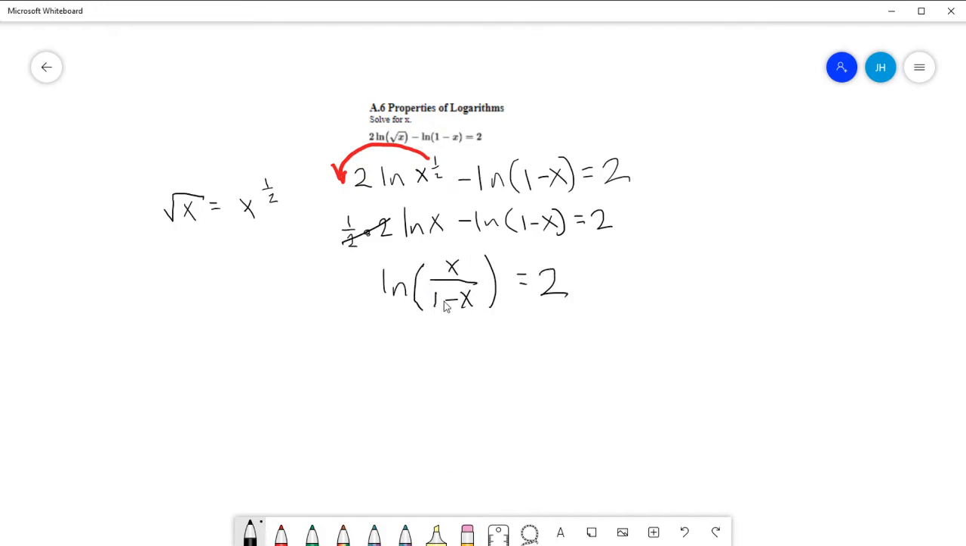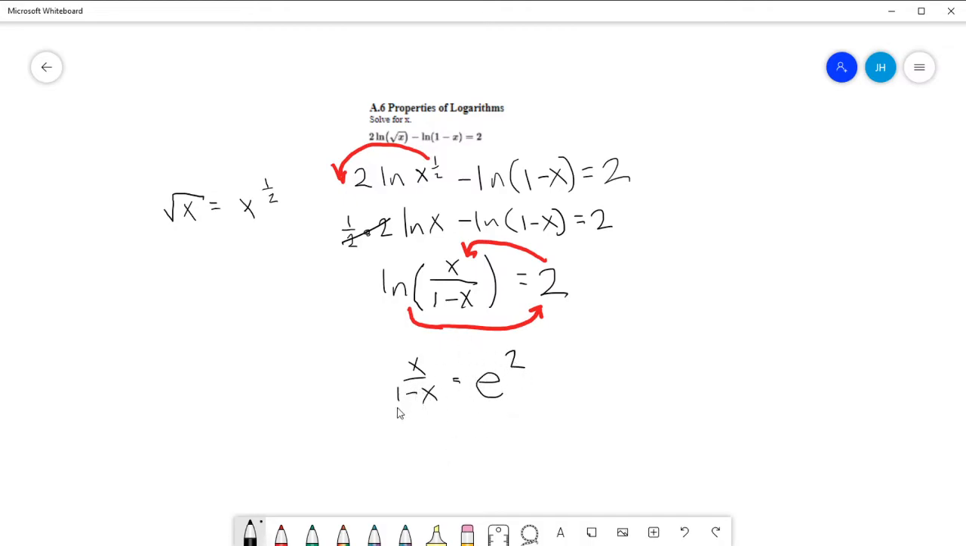Now, if I want to solve for x here, I need to get rid of this natural log because it's in the way, right? So we're going to use our decoder ring. We're going to say e, because remember, with natural log, the base is e. So e to the power of 2 is equal to the inside of x over 1 minus x, right? So x over 1 minus x equals e squared.